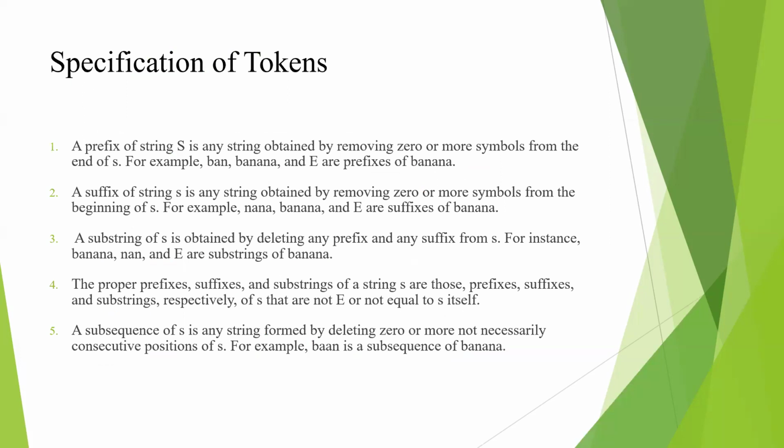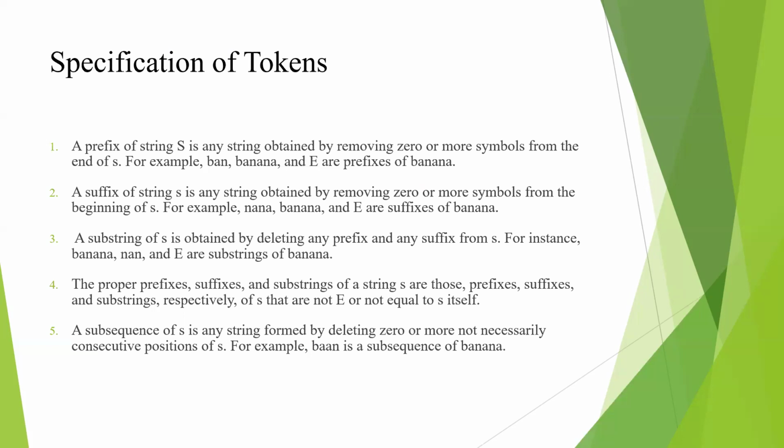Now, the next is how we can specify the tokens. Basically, a prefix of a string s is any string that can be obtained by removing zero or more symbols from the end of that string. For example, if we consider banana as a string, then the prefixes of that string are ban, banana, or epsilon (the empty string).